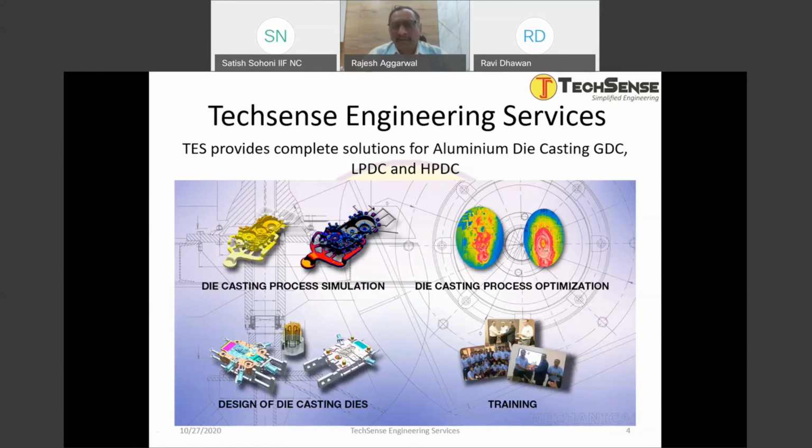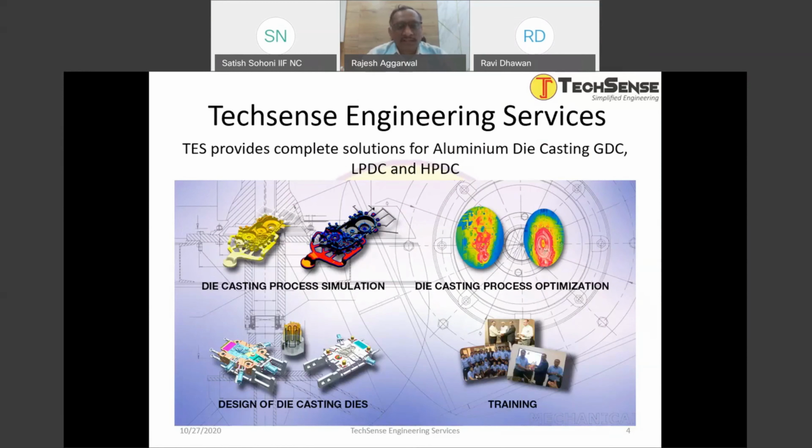The second vertical is the die casting process optimization, where we work very closely with the various foundries on the shop floor to optimize their process as well as to reduce their rejections, cycle time, yield improvement, all those different areas we work with the shop floor on the process optimization.